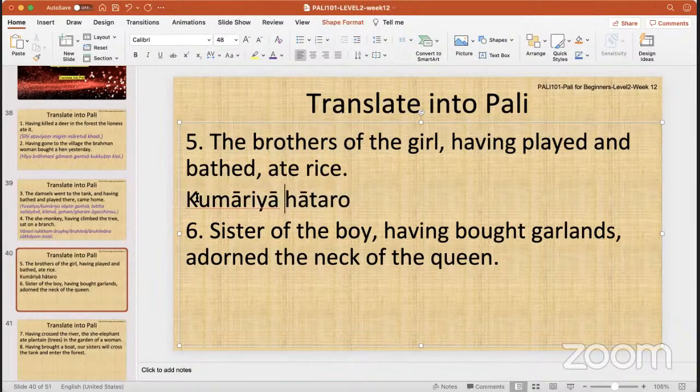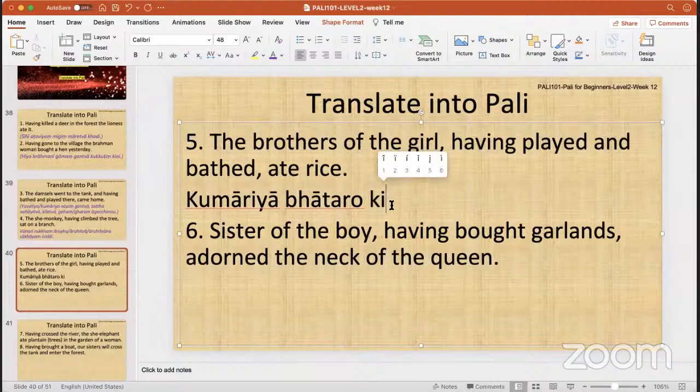Bhataro. Is it Chatti vibhatti ekavachana, Bante? Kumariya bhataro. And over here we have having played and bathed. Kilitva.